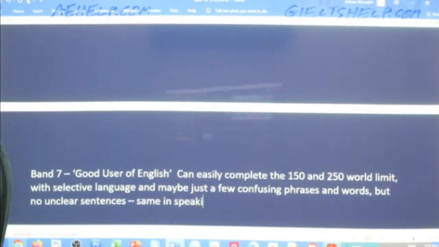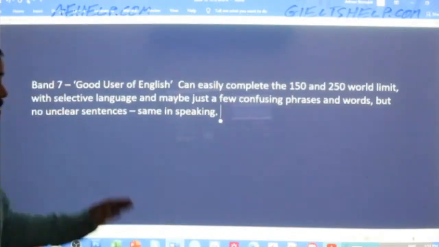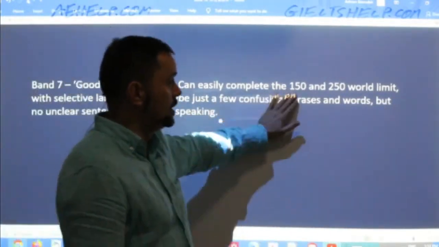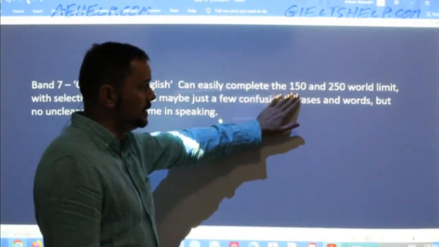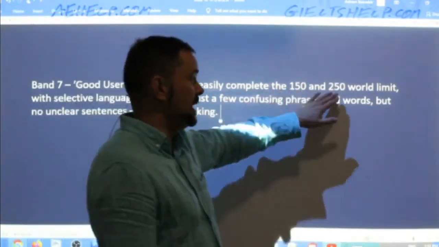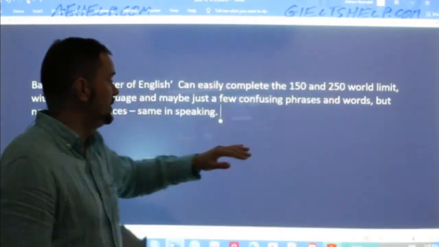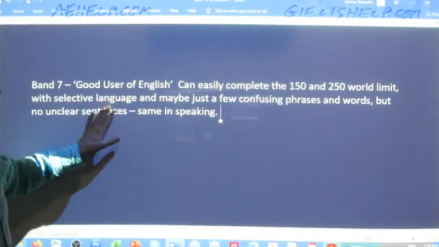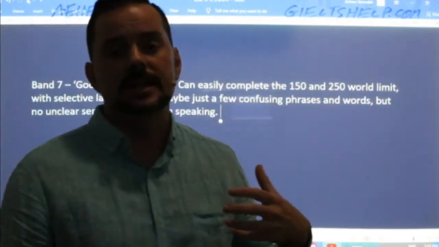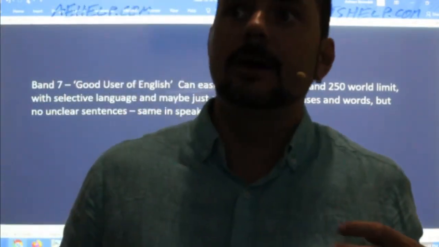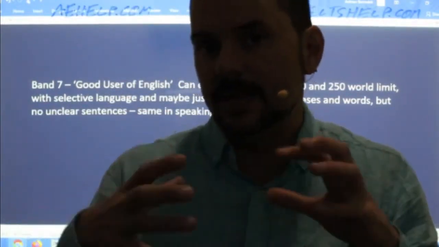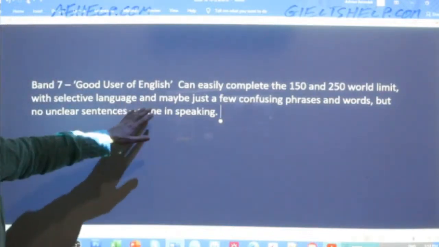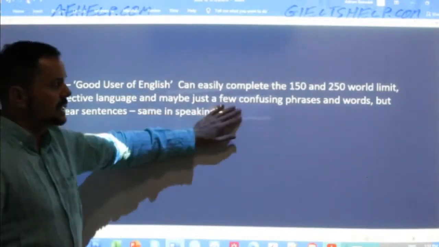Same in speaking. Okay, so a band 7, somebody who's considered a good user of the English language, would have no trouble completing the 150 and 250 words. In fact, they would probably write a little bit more, 160, 170, maybe even 180, 270, 275, 280, and the examiner can tell that they're choosing the language. So they're not just using words or sentences that they create because it's the one and only way that they can express that idea, but they're choosing different ways to paraphrase and make their ideas clear for the audience, for the reader. And again, for band 7, it's not going to be perfect.